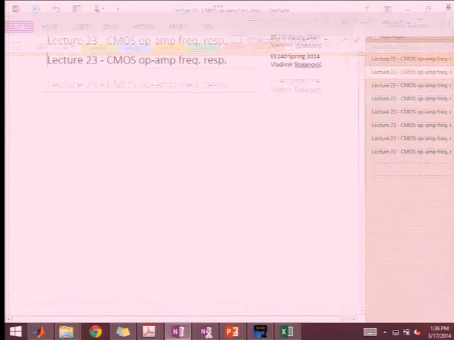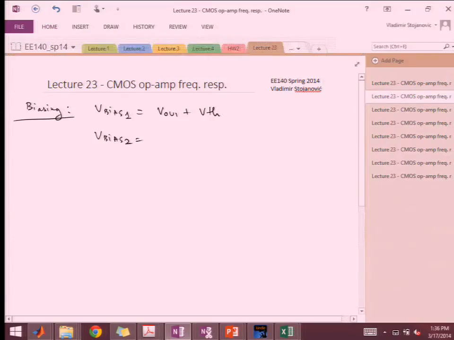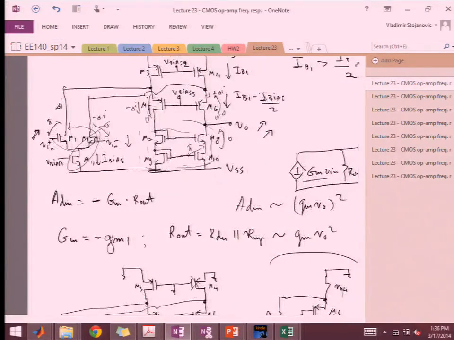So with that, we can sort of take a look at the biasing. And so V bias 1 would be obviously V overdrive 1 plus VTH. And we had this condition kind of on I bias versus IB1. So V bias 2. So V bias 2 is over here.